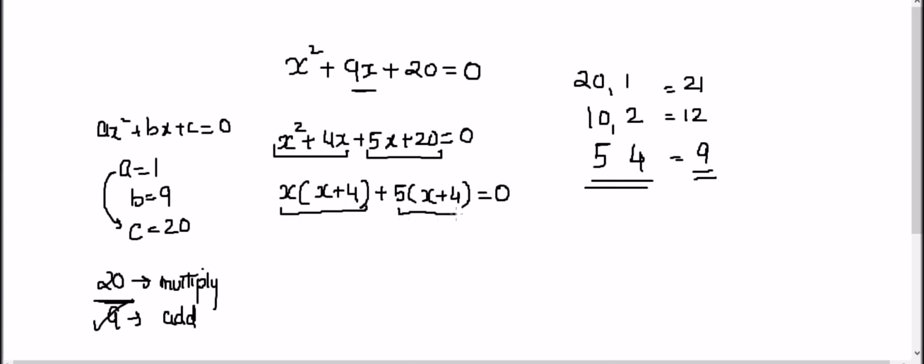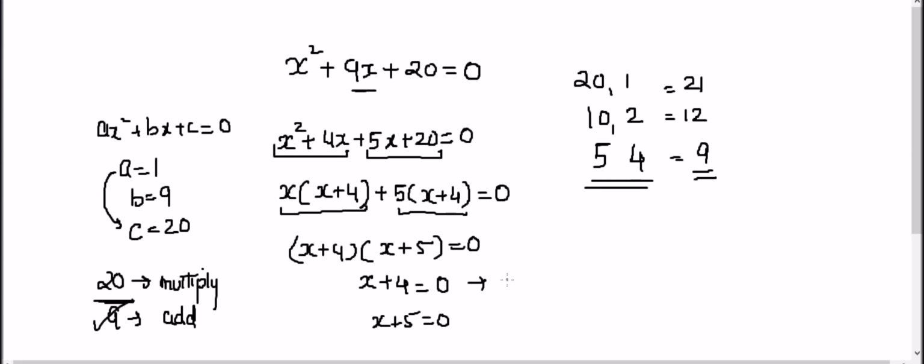Now you have two different terms, but in both these terms x plus 4 is common. So x plus 4 and remaining x plus 5. These are your factors, which means x squared plus 9x plus 20 can be written as x plus 4 times x plus 5. And since their product is 0, we need to equate the individual factors to 0. From here I'll get x equals minus 4, and from here I'll get x equals minus 5, which means the two values of x are minus 4 and minus 5. That's our final answer.